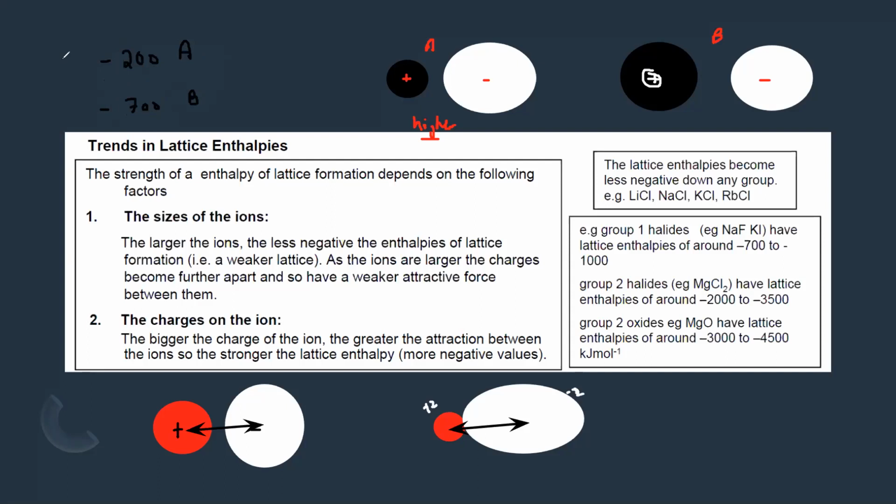So negative sign shows it is exothermic. So both reactions are exothermic. And the magnitude shows the strength. A higher value of lattice energy means strong electrostatic attraction, so it is difficult to separate the ions from each other. Is it clear? The trend in the lattice energy, the comparison. Any doubt in this part?